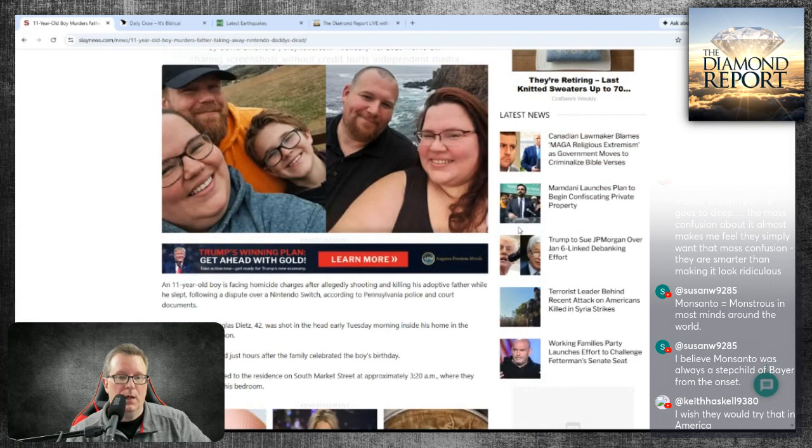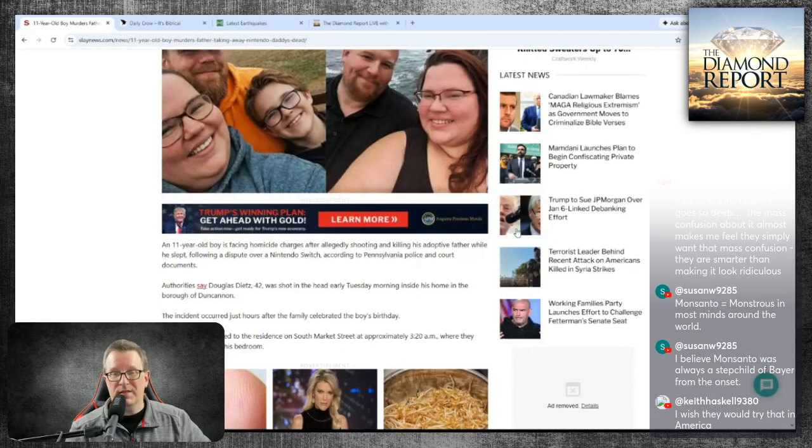Right here. 11-year-old boy facing homicide charges after allegedly shooting and killing his adoptive father while he slept, following a dispute over a Nintendo Switch, according to Pennsylvania police in court documents. Authorities say Douglas Dietz, 42, was shot in the head early Tuesday morning inside his home on the borough of Duncannon. The incident occurred just hours after the family celebrated the boy's birthday.